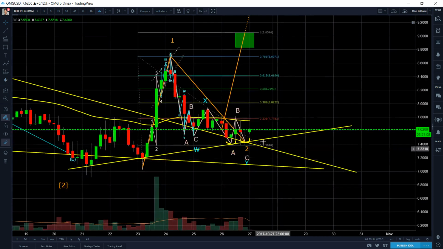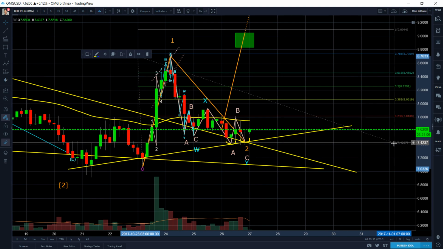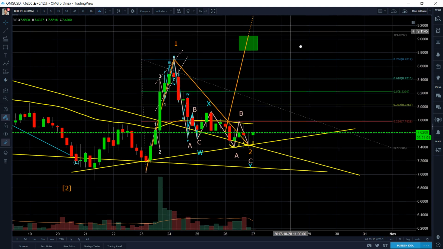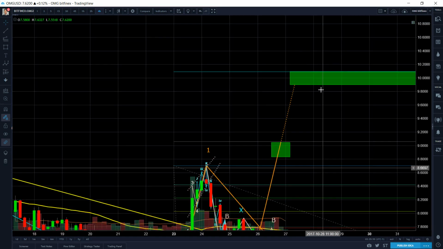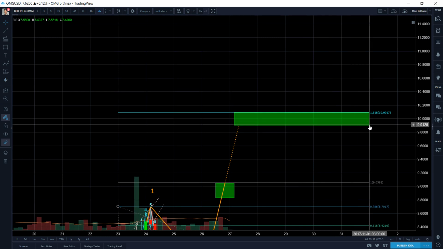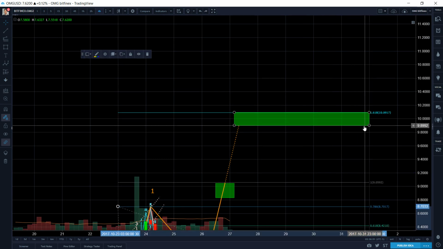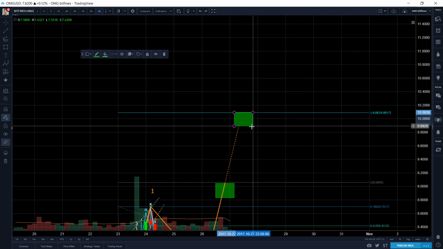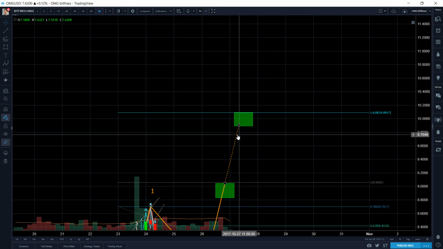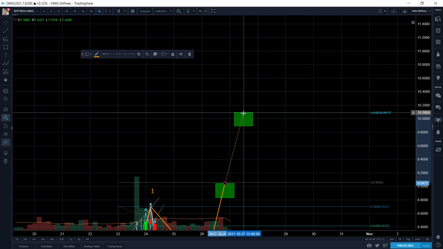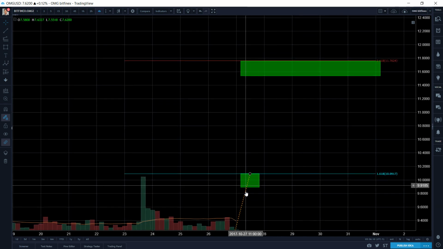And our third possibility, let's just draw this and stretch it out a little bit so we see it better. And our third possibility, and here let's just draw our boxes. That's our second possibility. And our third possibility is all the way up here.